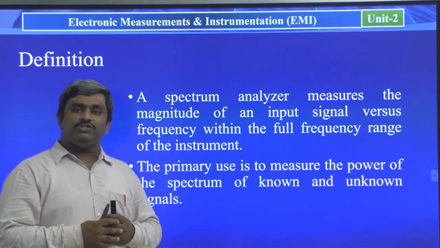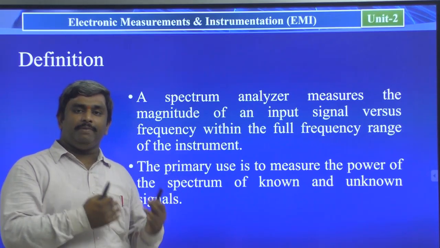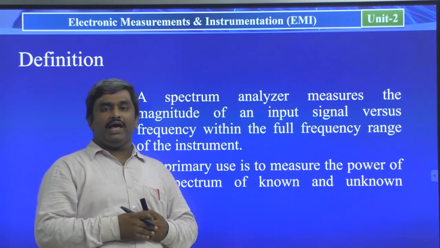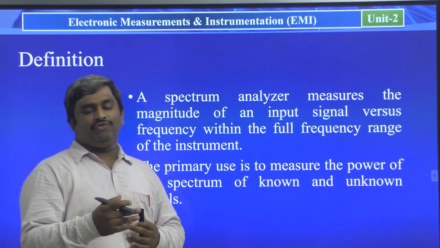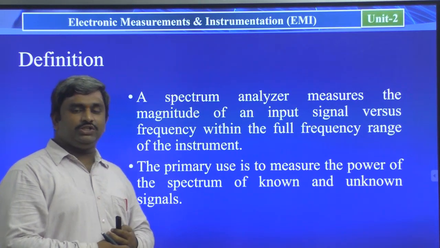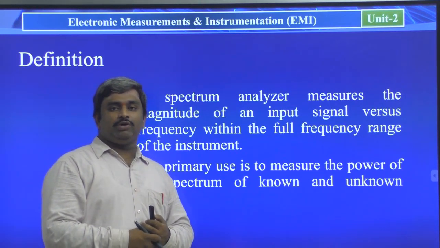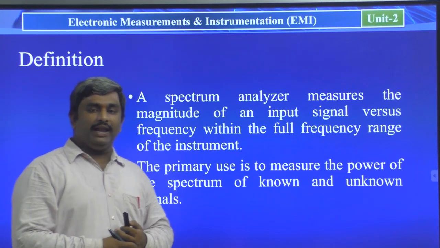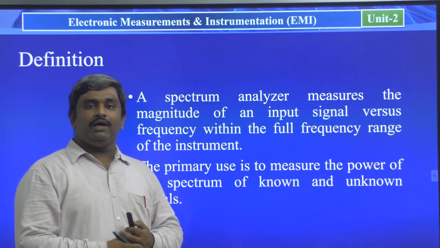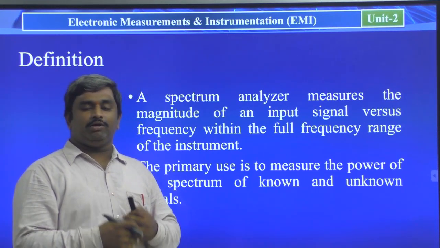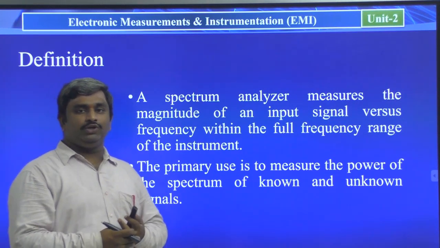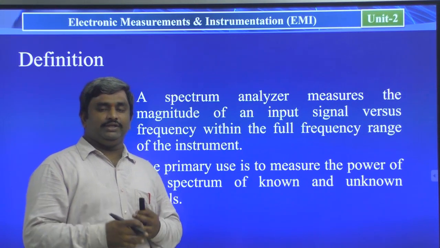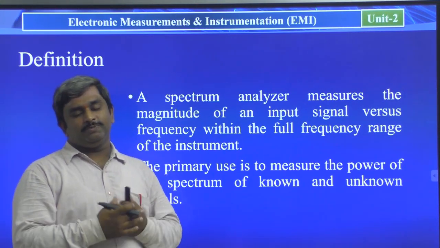The spectrum analyzer is a little bit costlier compared to the normal CRO. The normal CRO costs nearly 16,000 to 50,000 rupees, digital storage oscilloscopes cost 30,000 to 1 lakh rupees, whereas spectrum analyzers start from nearly 2 lakh rupees. Okay, right. So this is about the spectrum analyzer.